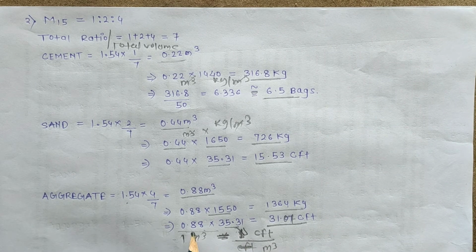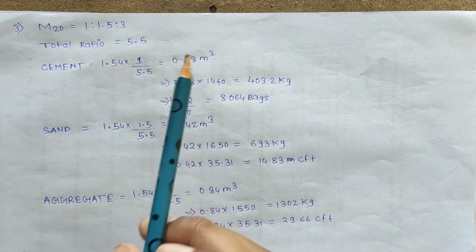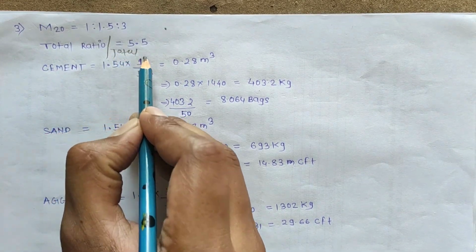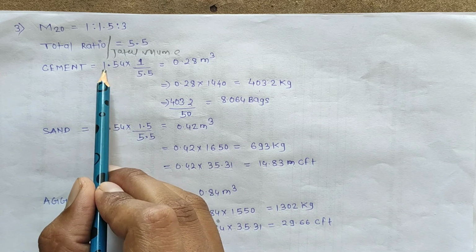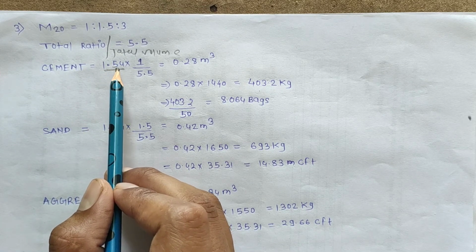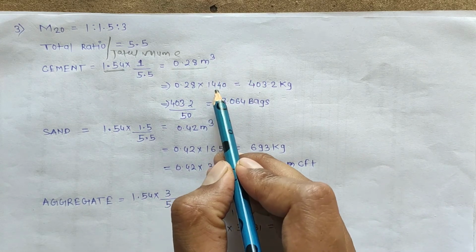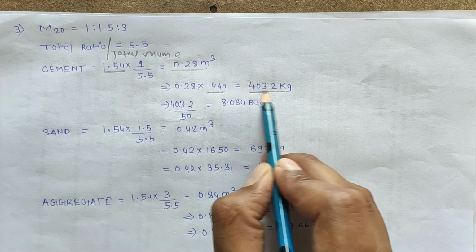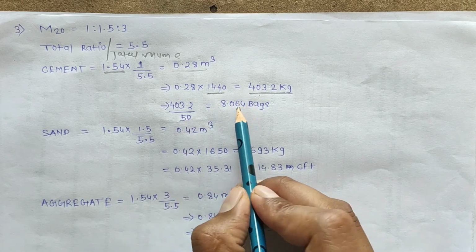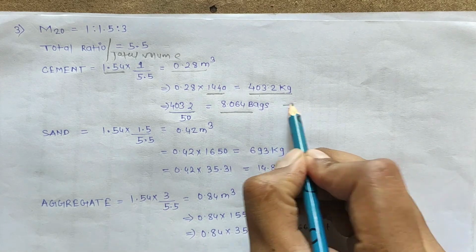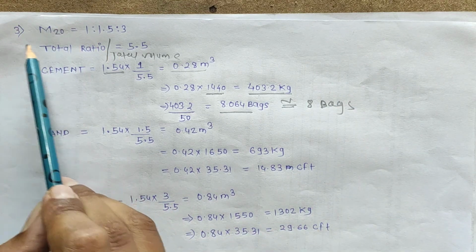Okay, now the next grade of concrete is M20, whose ratio is 1:1.5:3. So the total ratio, or total volume, becomes 5.5. Okay, then the cement is equal to 1.54 of the dry concrete. We will multiply 1.54 by the cement proportion, which is 1 out of the total 5.5. So the answer will be 0.28 meter cube, which is then multiplied by the density of cement, 1440. The answer will be 403.2 kg. So in order to calculate the number of bags of cement, we will divide it by 50. So the answer will be 8.064 bags, which is approximately taken as 8 bags. Okay, so we need 8 bags of cement for 1 cubic meter of M20 grade of concrete.